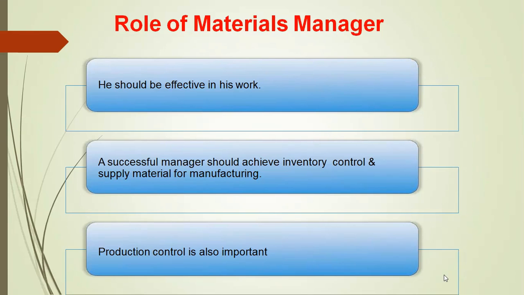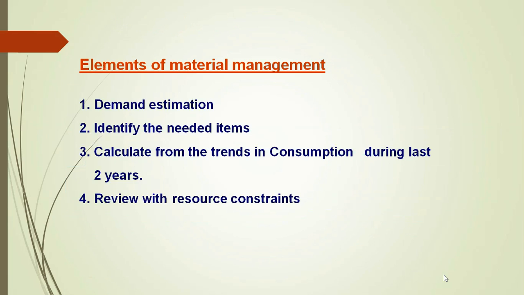In continuation, he should be effective in his work. A successful manager should achieve inventory control and supply material for manufacturing. Production control is also important. Elements of material management: demand estimation, identify the needed items, calculate from the trends in consumption during the last 2 years, and review with resource constraints.